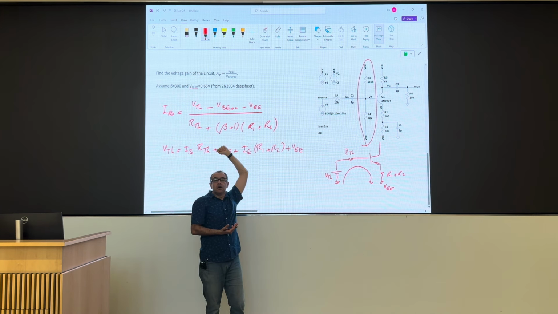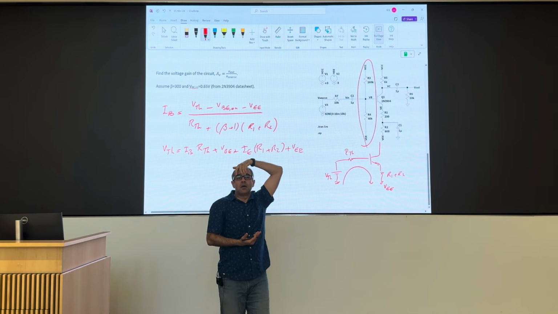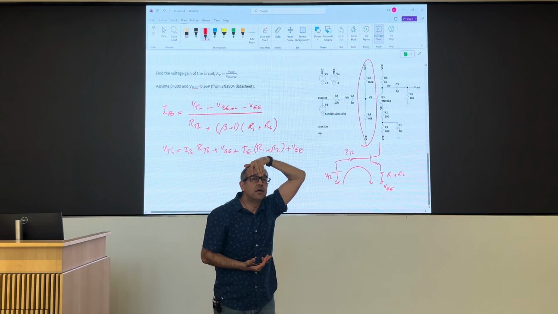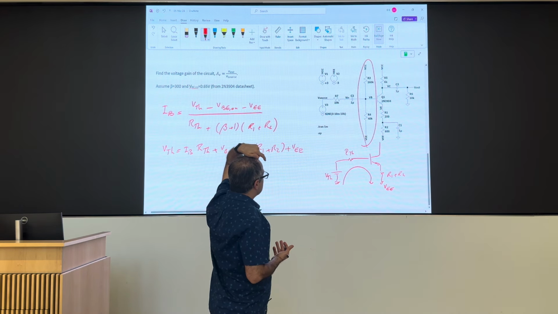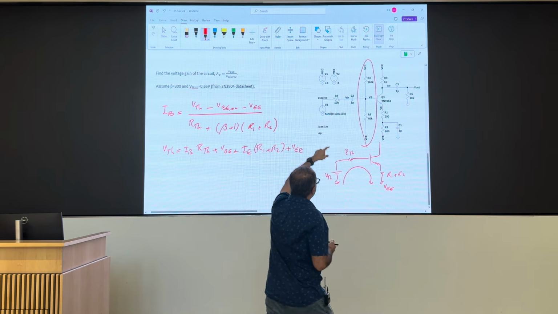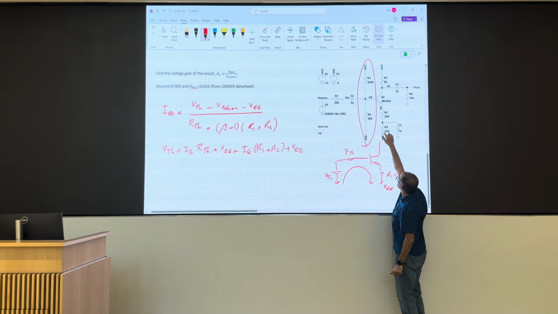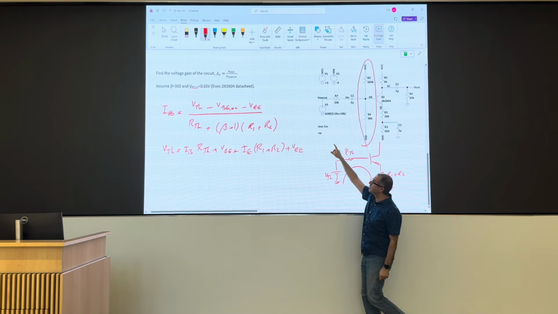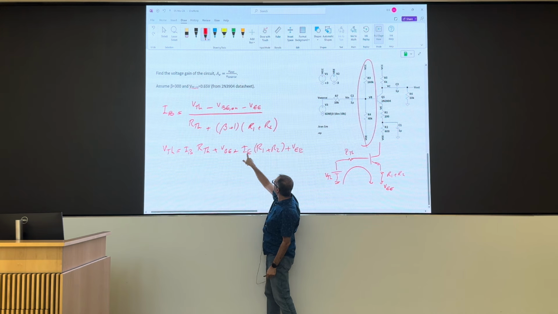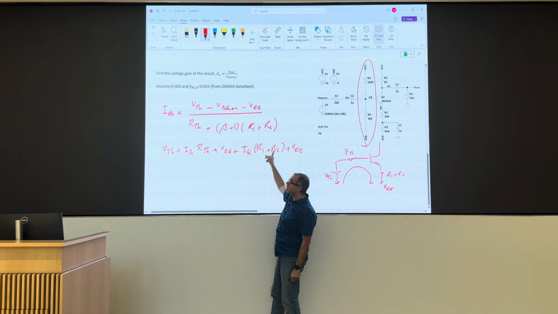In this equation, you mean R1, R2, or R3 and R4 in this case, right? Sorry? Well, you circled R3 and R4. No, no, that's RT. No, R1 and R2 in the emitter circuit, these two. They're in series. IE times R1 plus R2.